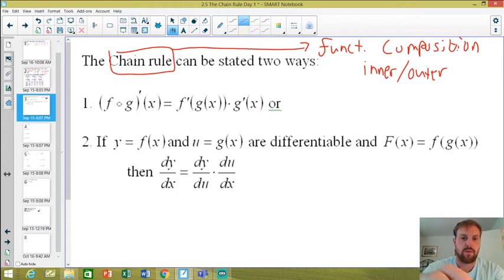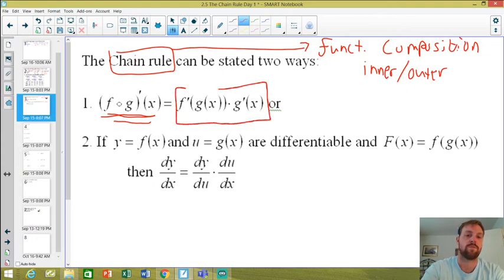Now, the first way is the way we kind of wrote it in the last slide. Like if I'm taking the derivative, this is saying I'm taking the derivative of a function within a function. How you take the derivative is this formula right here. This is chain rule. Notice what we're doing. We're taking the derivative of the outer function while leaving the inside untouched. And then we're multiplying by the derivative of the inside.